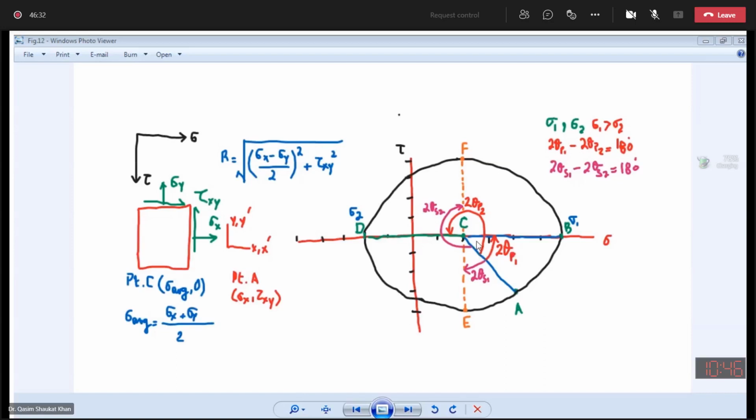We know that the difference between 2 theta P2 and 2 theta P1 will be 180 degrees. So continue from here to here, this will give me 2 theta P2. And you can see the difference between 2 theta P2 and 2 theta P1 is 180 degrees. That's one more thing to be noted. This point is clear, the orientation of the principal planes.